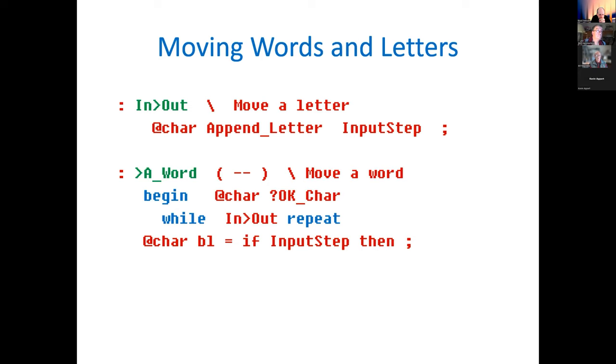Some of the little glue words at the bottom, there are about six of them. IN-OUT just moves a letter from the input buffer to the output buffer. And a word moves a full word from the input buffer to the output.